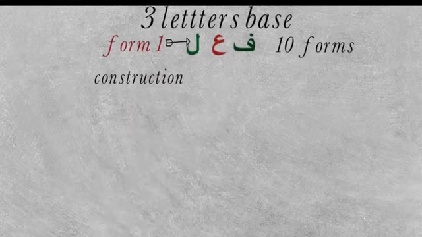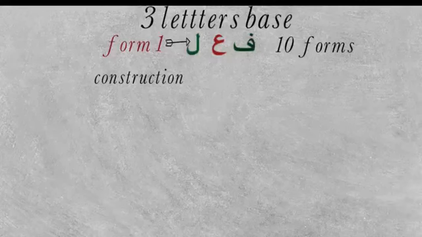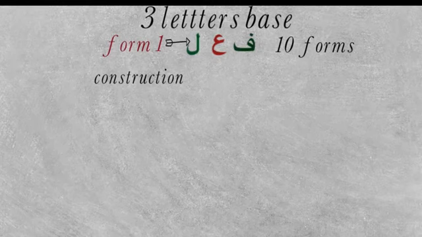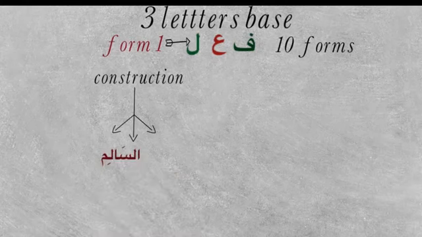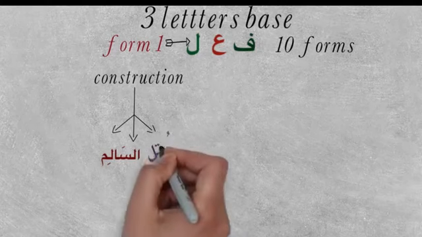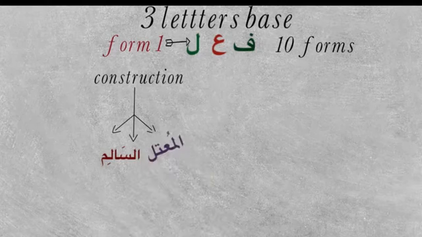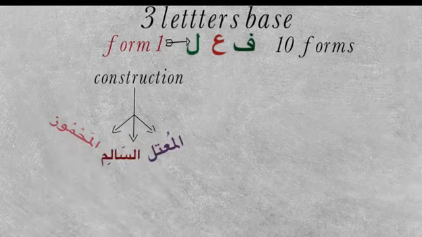So how do we understand these verbs? I've made a simple classification where we can understand in different concepts how the verbs are made in Arabic. Depending on construction, how the verbs are constructed, we can divide them into three categories that we have learned so far: salim verbs, al-mu'tal and al-mahmuz.